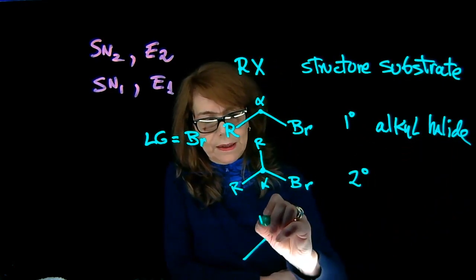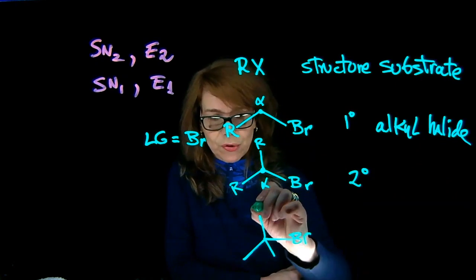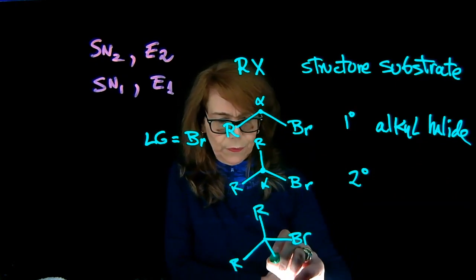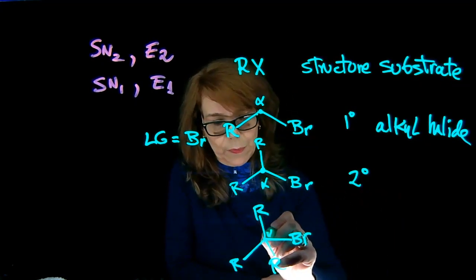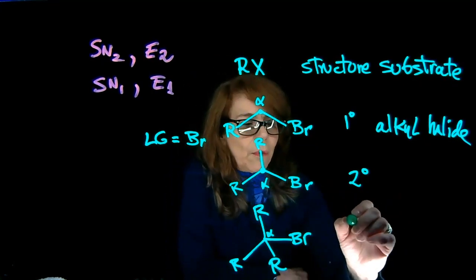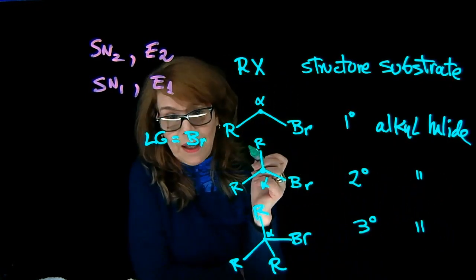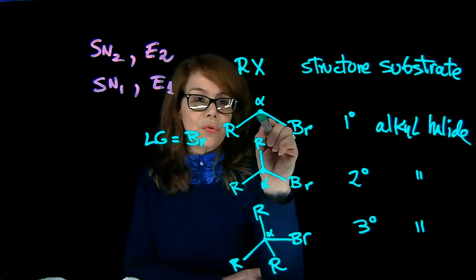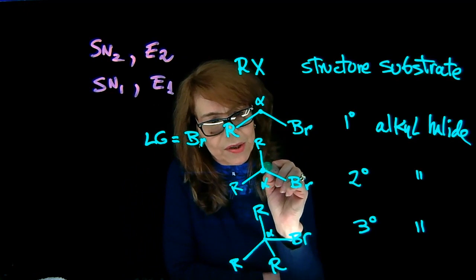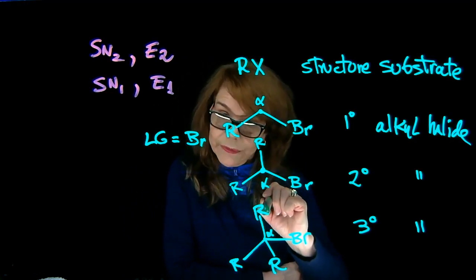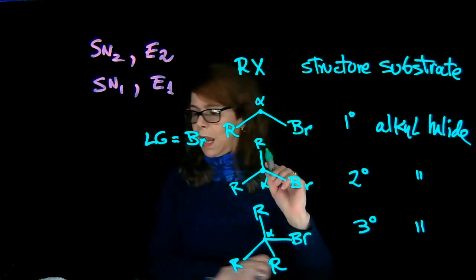And finally, if I have this structure, and I have 3 R groups, different or the same, never mind, but 3, this is my alpha carbon. We have here a tertiary alkyl halide. Notice that at the primary alkyl halide, I have 2 H's here, this is a CH2. At the secondary, I only have 1 H at this carbon, and here I have none at the tertiary. So knowing the structure is very important.